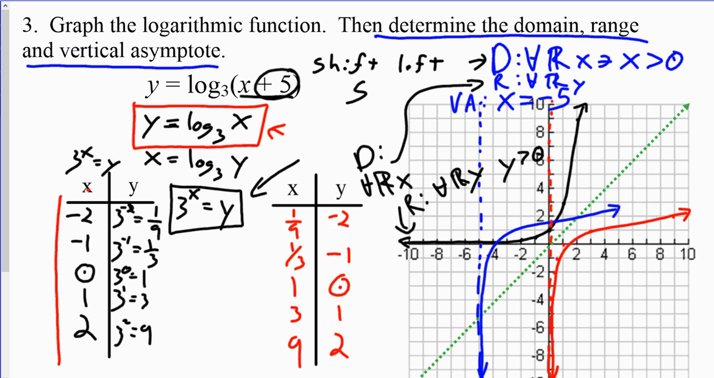But notice that when we shift this over, it's not that x has to be greater than 0, but x is going to have to be greater than negative 5. So just like where this was 0, this needs to shift over negative 5 as well, because it was a left shift.